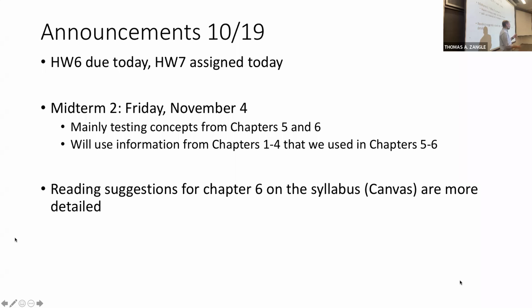But remember, we opened class on Monday by talking about how up till this point, we've basically been developing tools. Right, chapters 1 through 4, actually 1 through 5, we've been developing tools that we're using now in chapter 6. So we are going to use information and tools from chapters 1 through 4 in the exam that is primarily testing chapters 5 and 6. Okay, so I still expect you to know what a Newtonian incompressible fluid is, right? Even though that's a concept from earlier in the text.